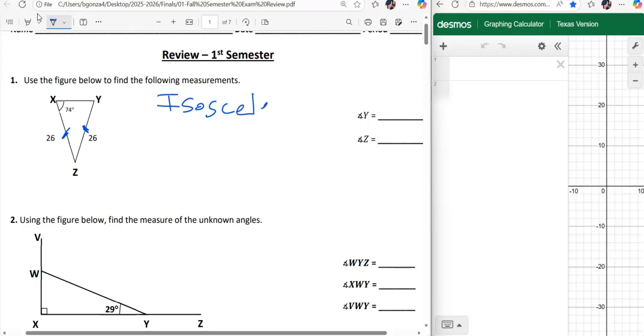Isosceles. And our isosceles theorem tells us that if we have two equal sides, then across from them we have two equal angles. So that means this would also have to be 74. So angle Y is 74 degrees.